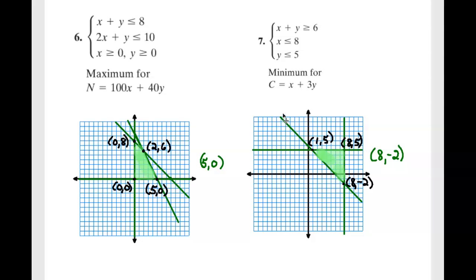Okay, and number 7, once again, we're going to graph our 3 constraint equations. And then we're going to identify our vertices. And then we're going to plug each of those vertices into our objective function and find the minimum for that objective function. So in this case, it is 8, negative 2, or 8 plus negative 6, which is 2. So our minimum value at 8, negative 2 is 2.